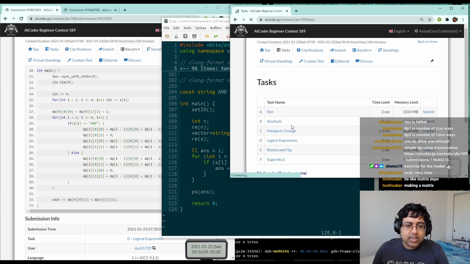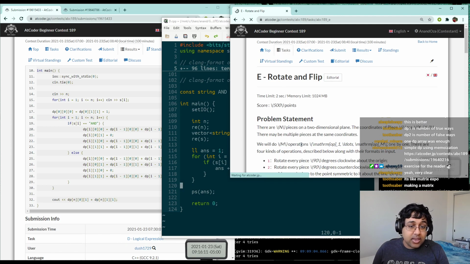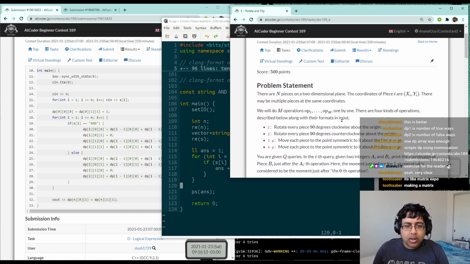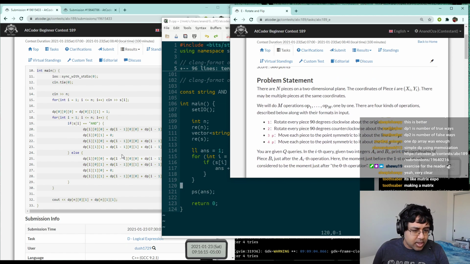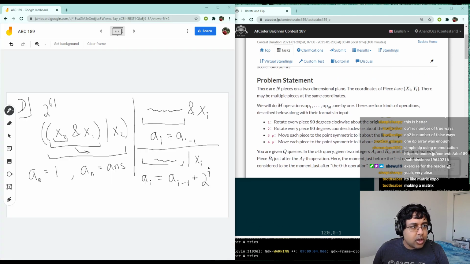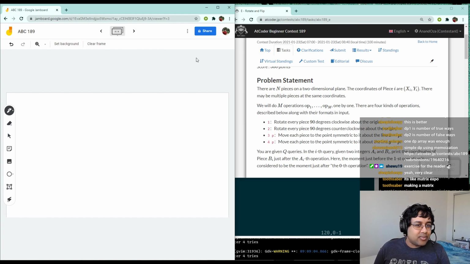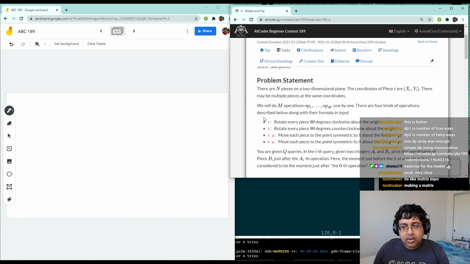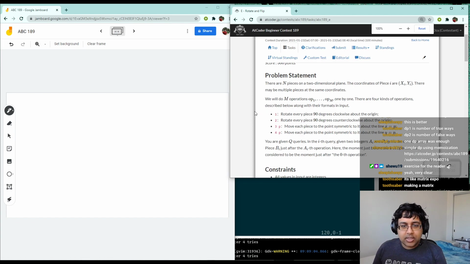Okay, cool. Let's move on to E, which I actually thought was a super cool problem. And my solution to it was okay. Well, I think my code was okay in the end, but it took me a little while to get there. But I think the solution is quite cool.